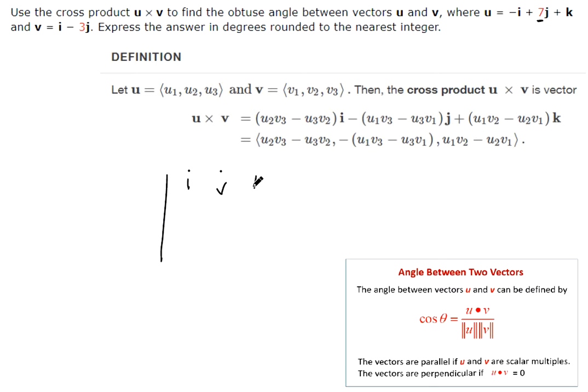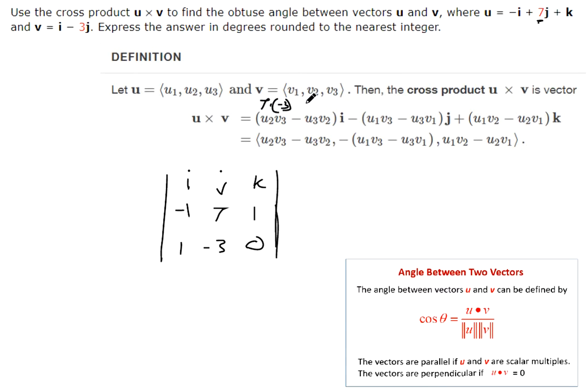And you want to find the cross product. This is how you'd set it up. The coefficients of the first vector, the coefficients of the second vector, i, j, k, and you would be finding the determinant of this 3x3 matrix. You'll get the same thing up here. u2 just means that we're plugging 7 in here, and that's being multiplied by v3, which is negative 3.